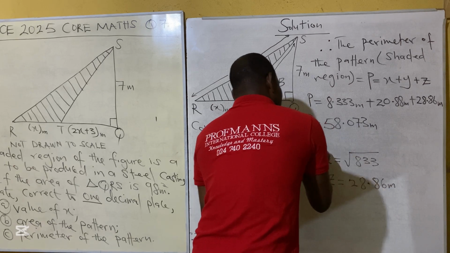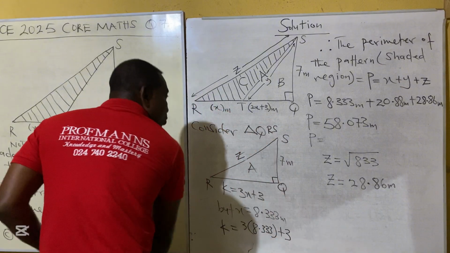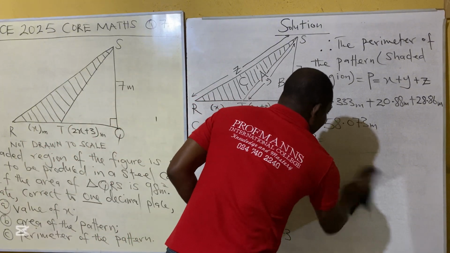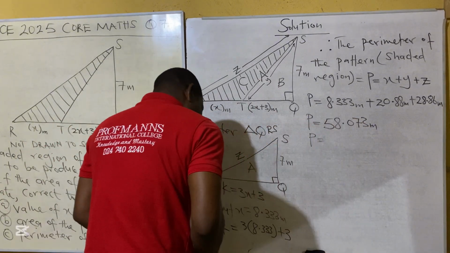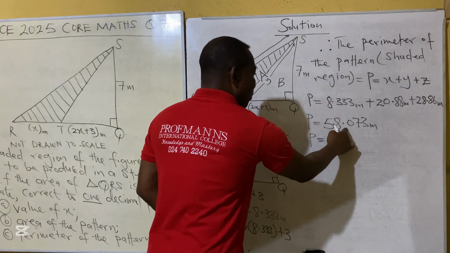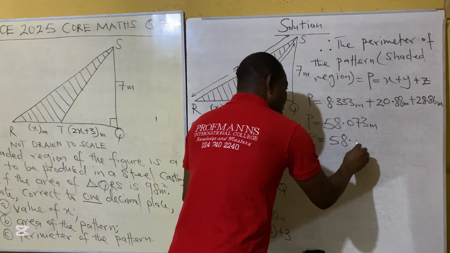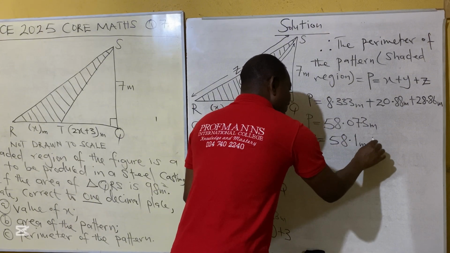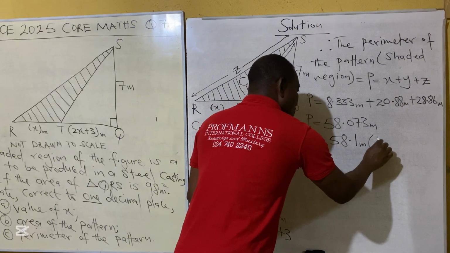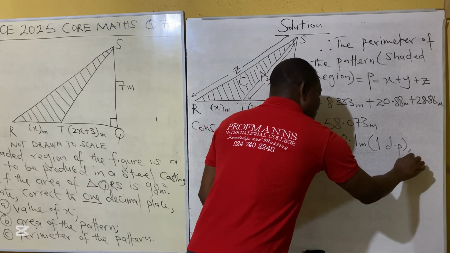But the question says that we should write it to 1 decimal place. So in writing this to 1 decimal place, it is going to be 58.1 meters, to 1 decimal place.